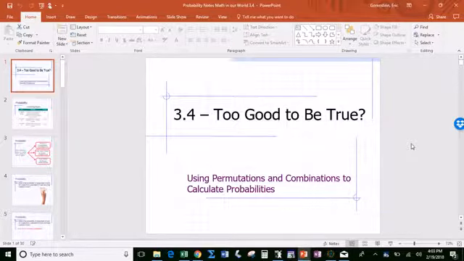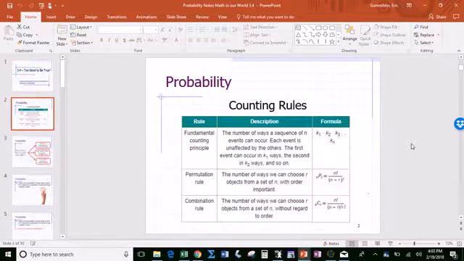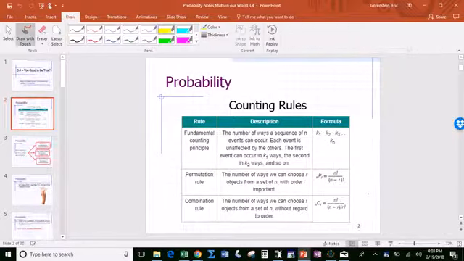Okay, in this section we're going to be using combinatorics to calculate probabilities. Combinatorics is basically counting techniques. Specifically, the three that we've developed so far are the fundamental counting principle, the permutation rule, and the combination rule.